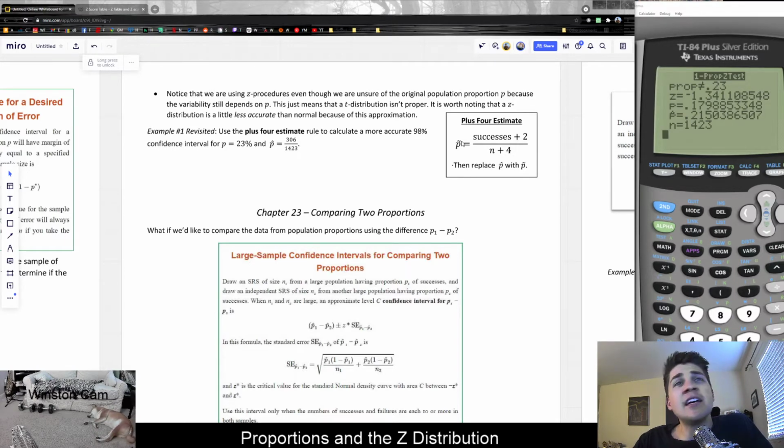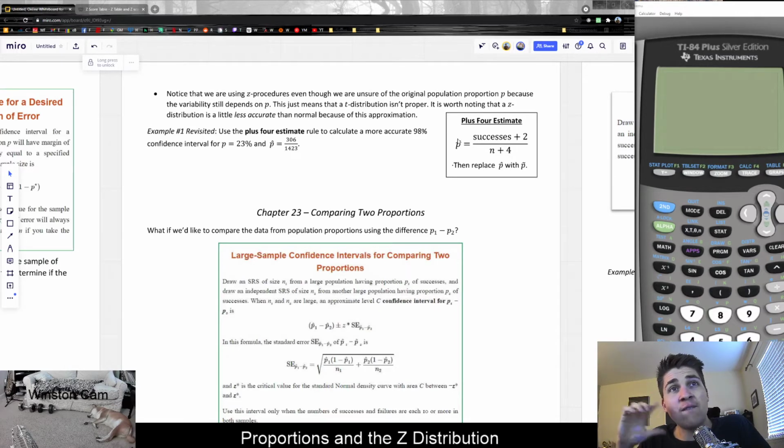Basically, instead of using p hat, instead of using your exact sample, what you want to do is take your successes in your sample and add 2 to it. And then you take the number of your sample size and add 4 to it. Notice if you were to just do 2/4 by itself, that would be 1/2. But it's essentially adding in 2 successes and 4 total results. So basically you're throwing in 2 successes and 2 failures.